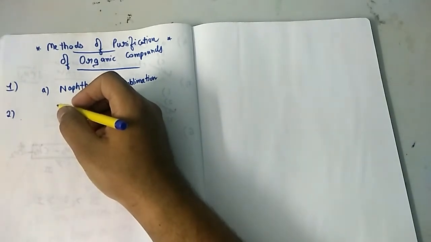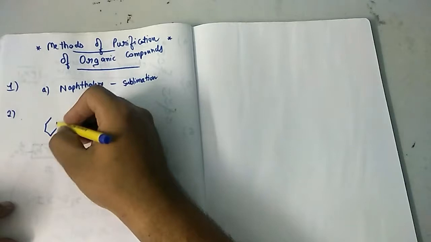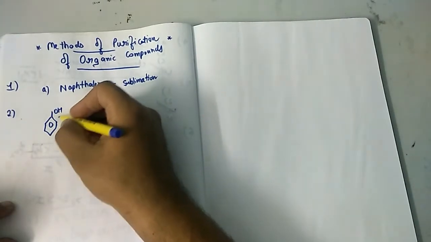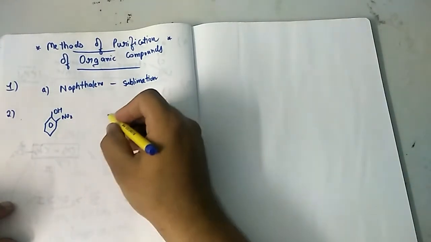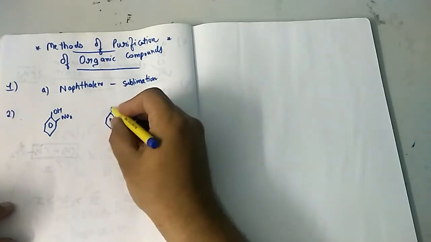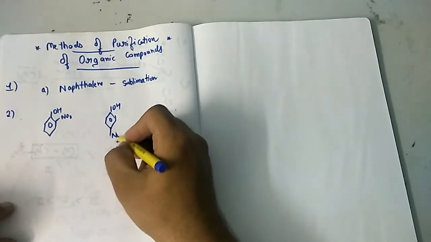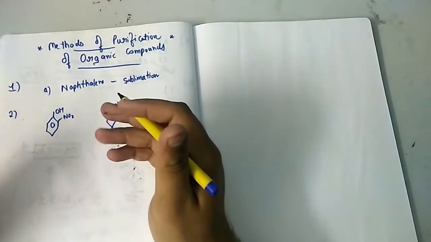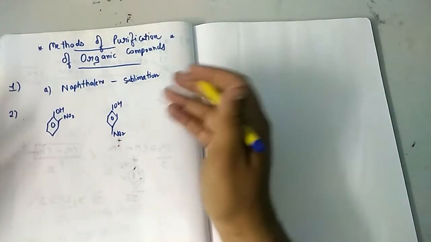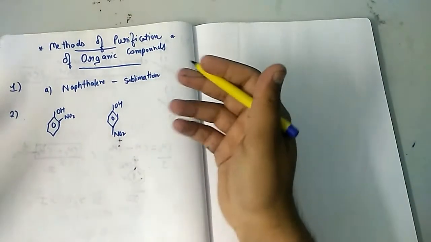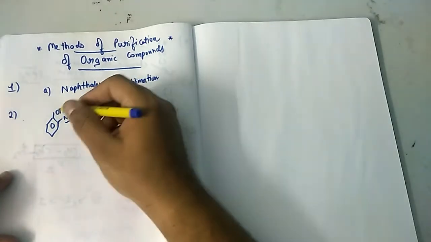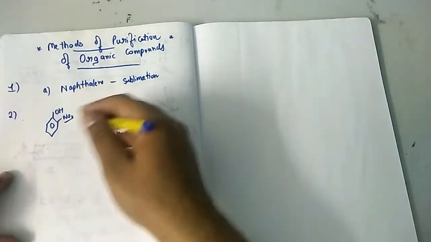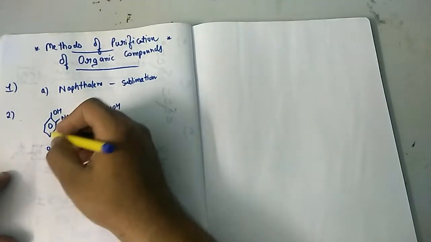Now the best method to separate the mixture of ortho and para nitrophenol would be distillation. To be specific, steam distillation. Why? Because in this nitrophenol, orthonitrophenol, this is the ortho one, this is the para one, ortho meta para.